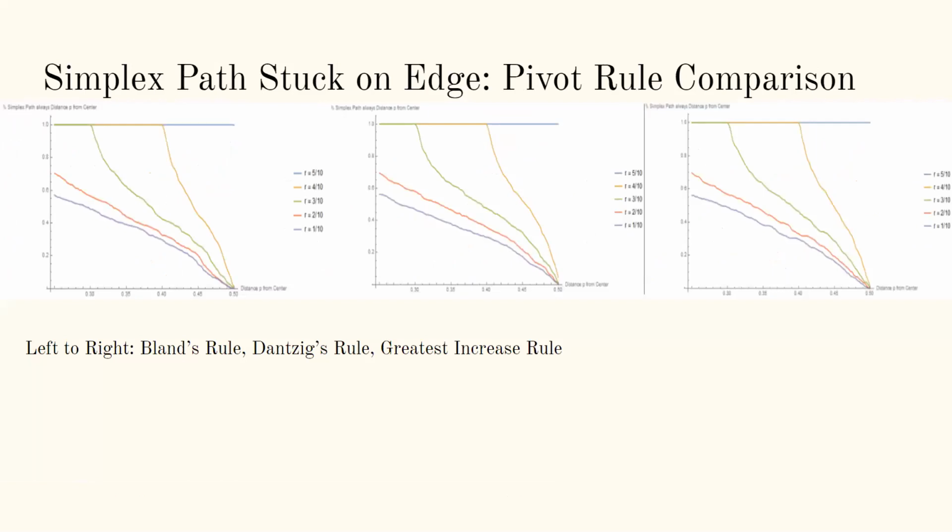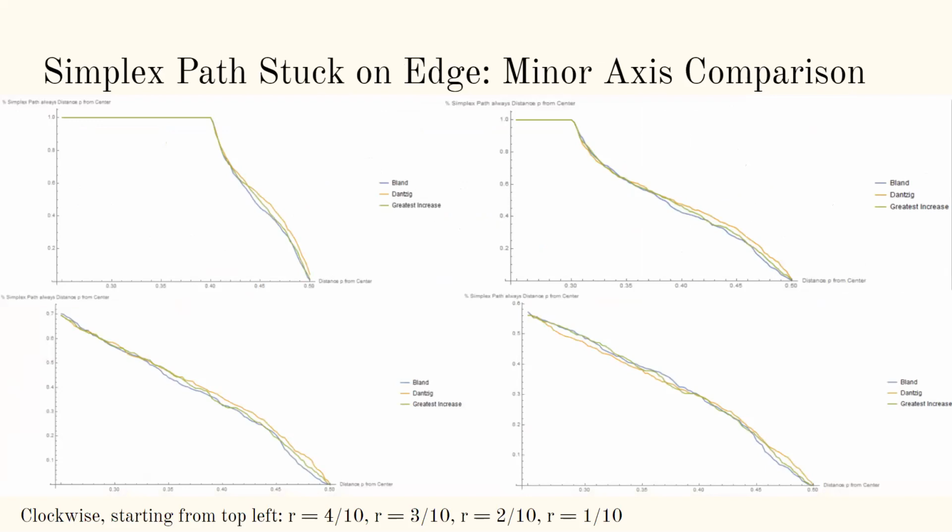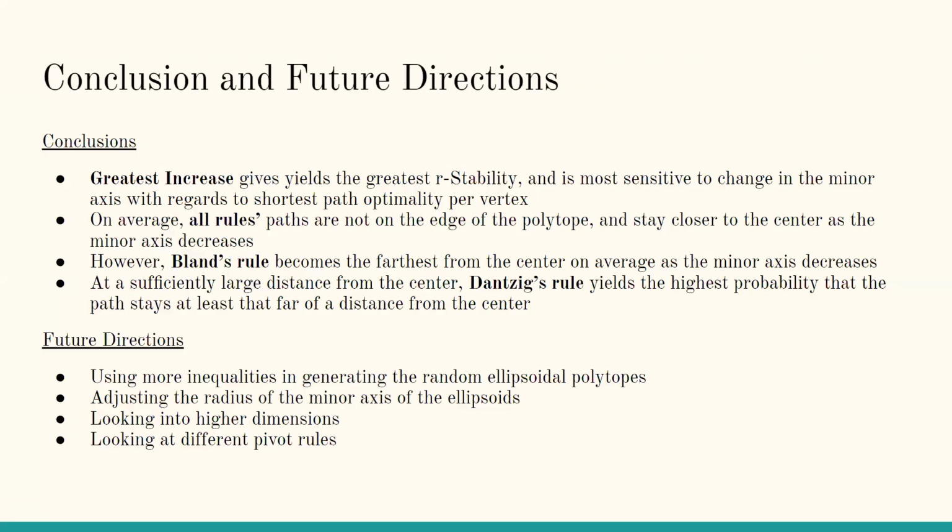And lastly, for the simplex path being stuck on the edge, we want to account for this too. So we define a lower bound that a path can be from the center, and we see how many paths are at least this far. For all pivot rules, we see that as you decrease the minor axis, you're again going to be closer to the center, or less likely to be walking across the rim. However, for a large enough lower bound on the distance from the center, Dantzig's rule will have a higher rate of having a large enough distance from the center than the other two.